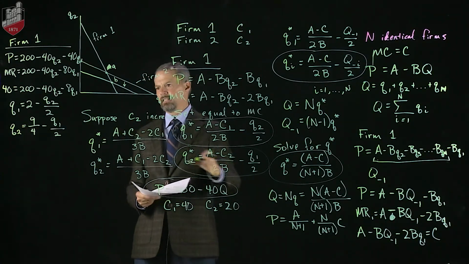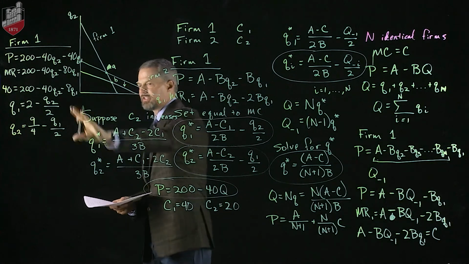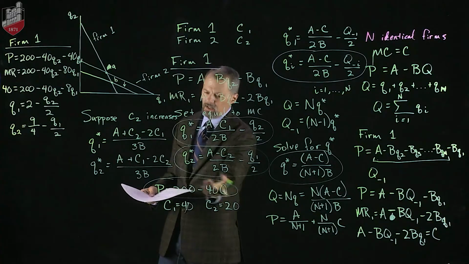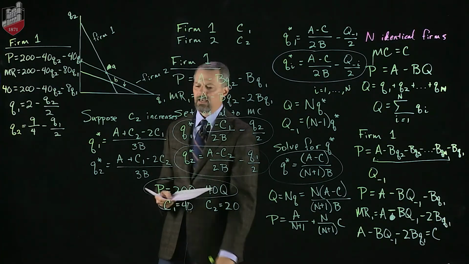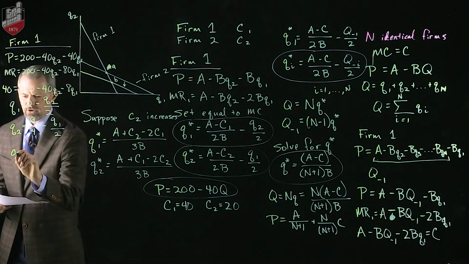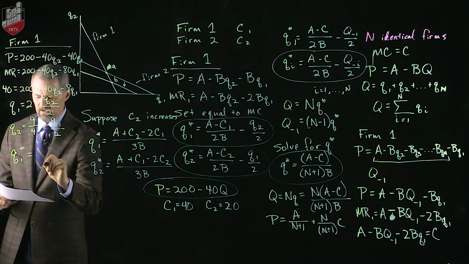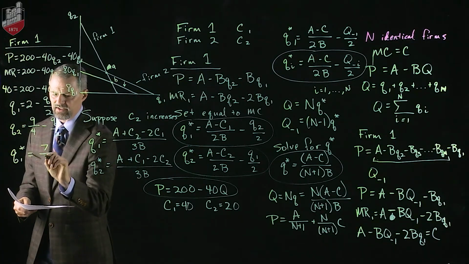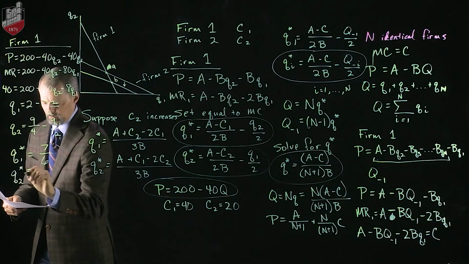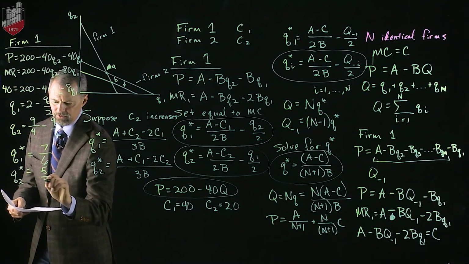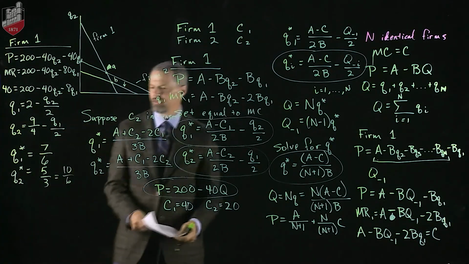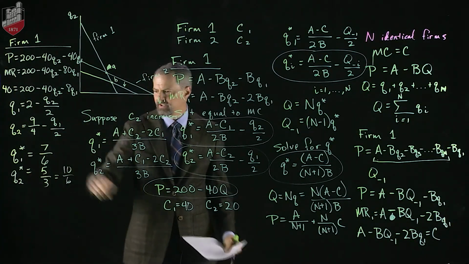If you plug in, you could solve that system of 2 equations and 2 unknowns. You could solve it, or you can plug in the A, B, and C's into it. What you're going to get is Q1 star. The optimal amount for firm 1 to produce is 7/6, and the optimal amount for firm 2 to produce is equal to 5/3 or 10/6. Let's write it that way. That way it's easier to see that firm 2 produces more than firm 1.